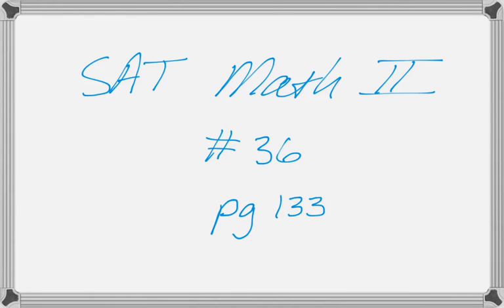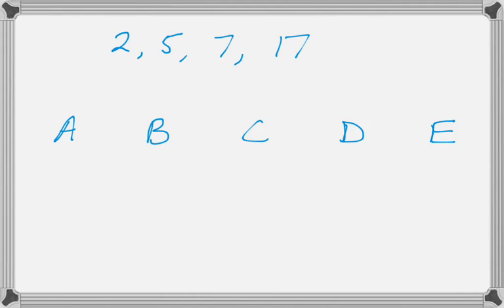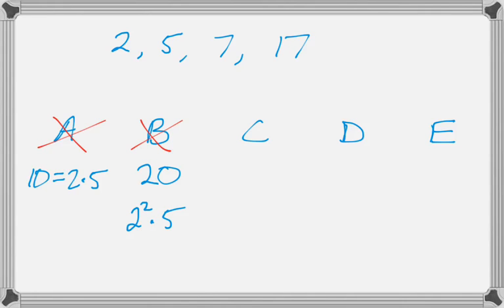36 is you're given a bunch of prime factors, so these are the only prime factors of a number. And then what you're asked is which of the following could not be a factor of that number. So the first thing, option A, is 10, but 10 is 2 times 5, so that could definitely be a factor. The next one is 20. 20 is 2 squared times 5. Since we're not told that 2, 5, 7, and 17 only show up once, they could show up a lot. So B is out, and we're just going to keep going.